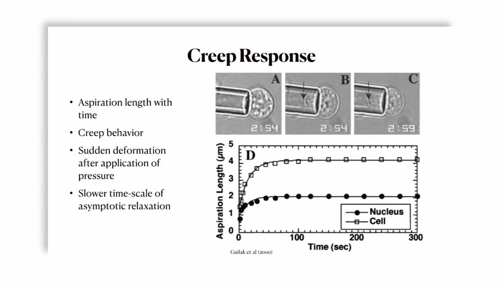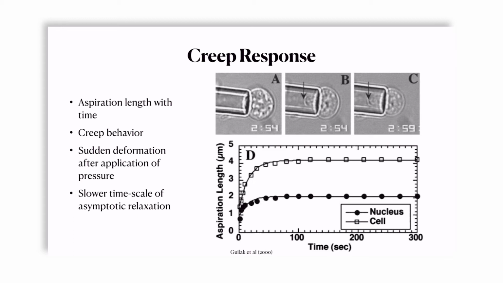increases initially linearly and saturates. This is true of both the nucleus and the cell. However, for the nucleus, this is a far smaller range and a faster kinetic as compared to the cell.